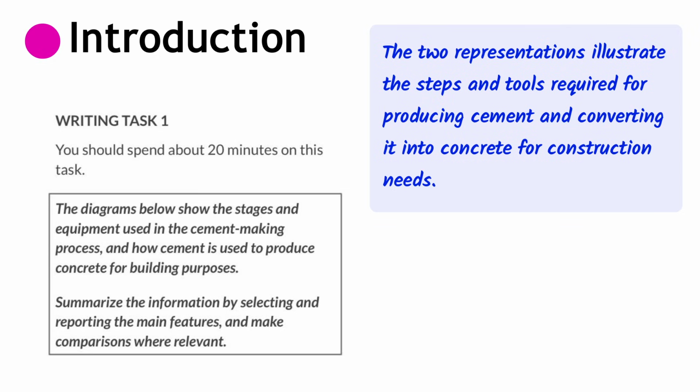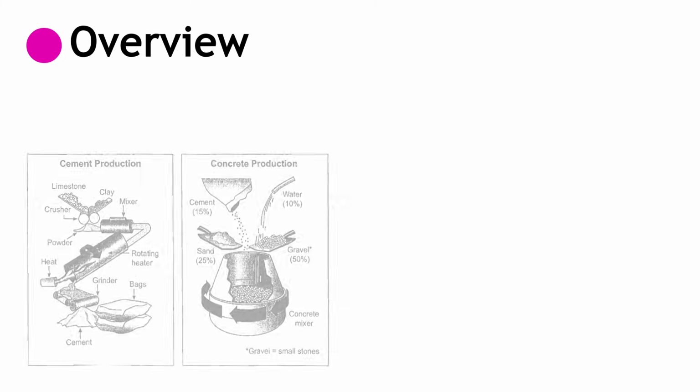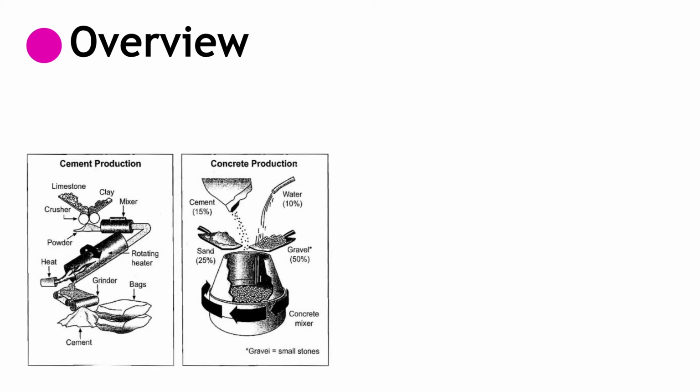This is a very well-structured and well-organized introduction paragraph. Now it's time to write our overview paragraph. And remember something, that the overview paragraph should not include any specific or numeric details. It should only describe general information about trends, about differences, or about the stages, all right?